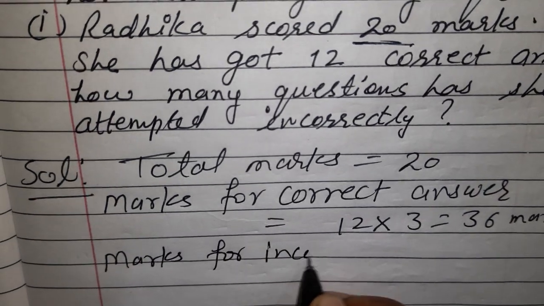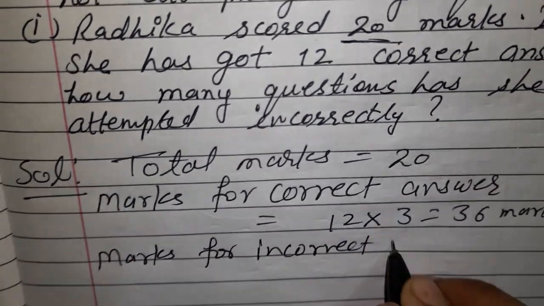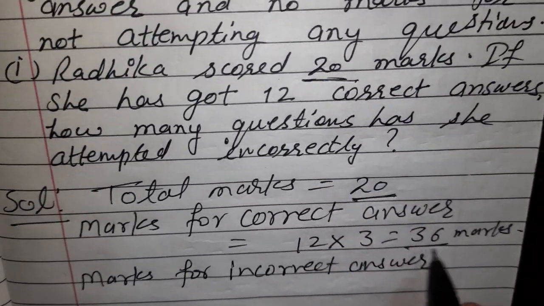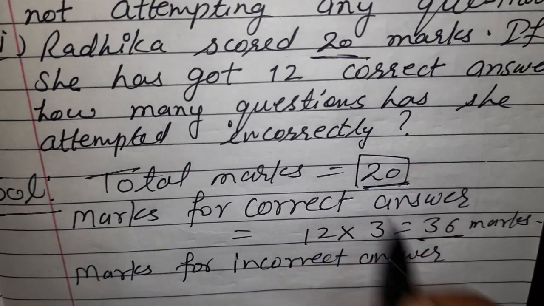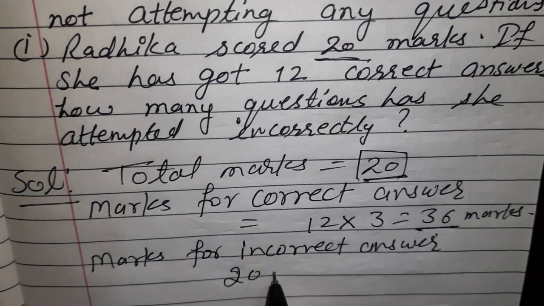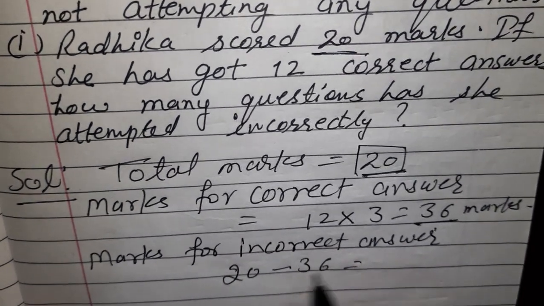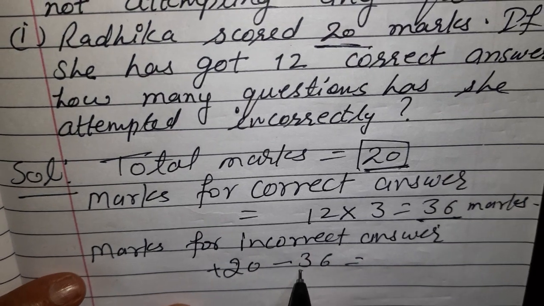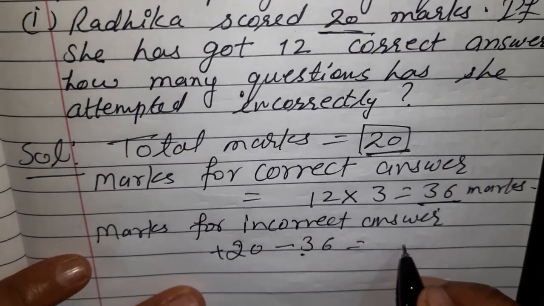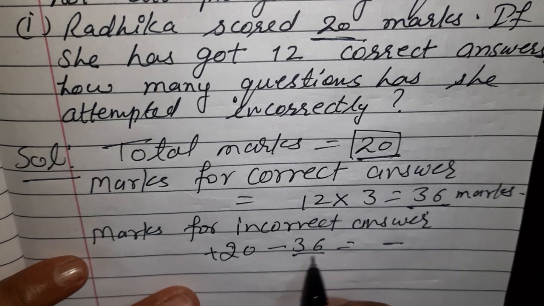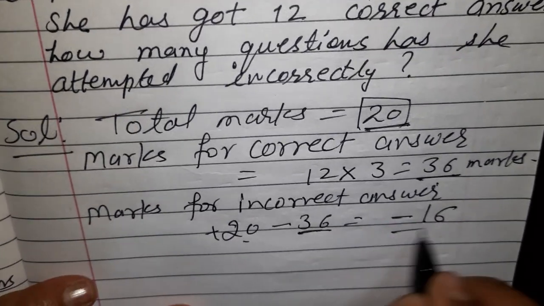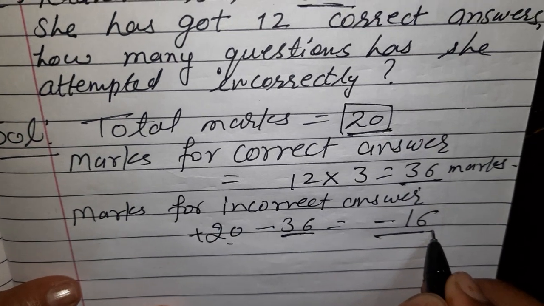Marks for incorrect answer. What you do? This is the total and this is the marks for correct answer. So from total you subtract this: 20 minus 36. See, this sign is positive and this is negative. Since the negative sign is greater, in the answer we write the negative sign, and from 36 subtract the 20, you will get 16. Means minus 16 marks got for incorrect answer.